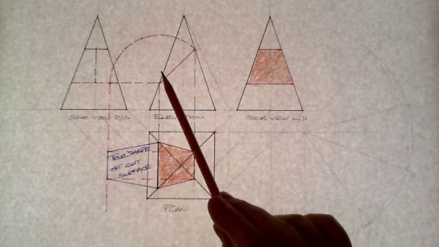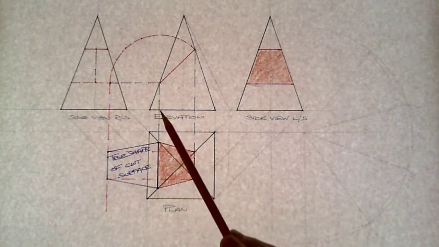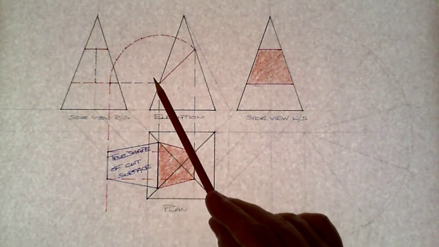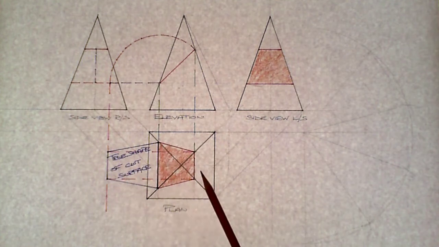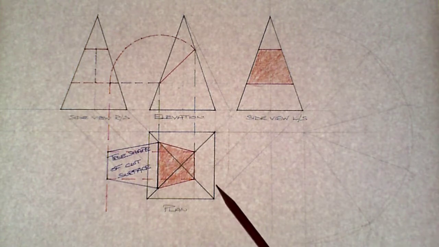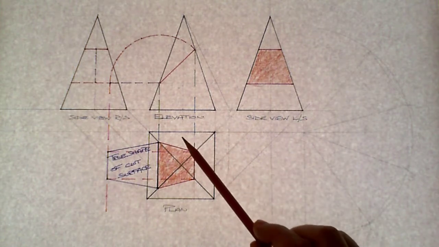Okay, so by using the swivel point here and pulling the cut around onto the horizontal, bringing it down to plan, bringing the correlating points out to meet it. So what I'm going to do next is show how to develop the sides of the cut.